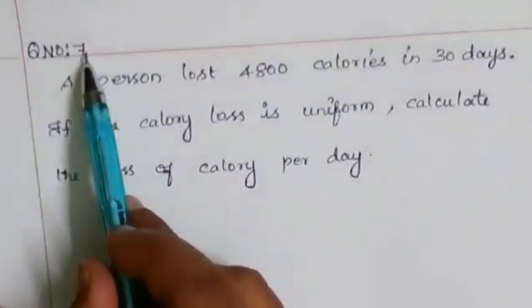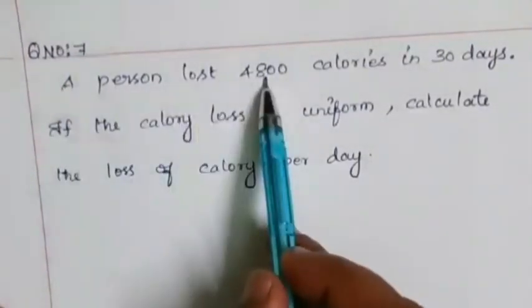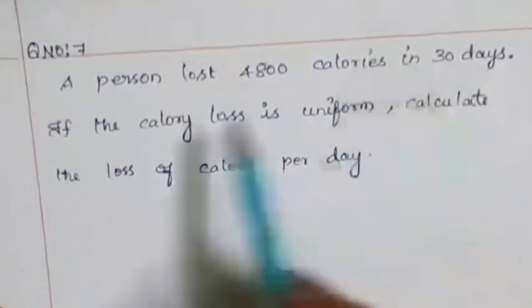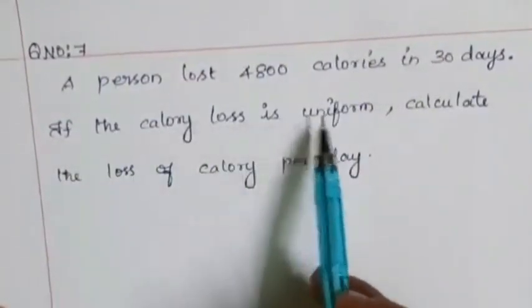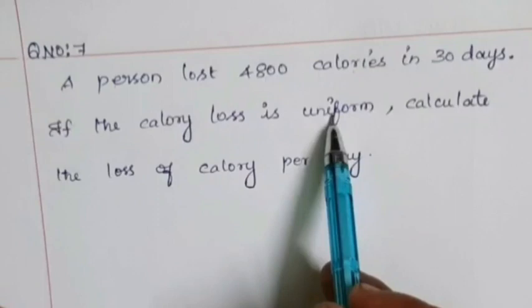Now question number 7. A person lost 4,800 calories in 30 days. If the calorie loss is uniform, calculate the loss of calories per day. As I told you in the last question, here also the word uniform clearly mentions that the loss of calories is equal every day.